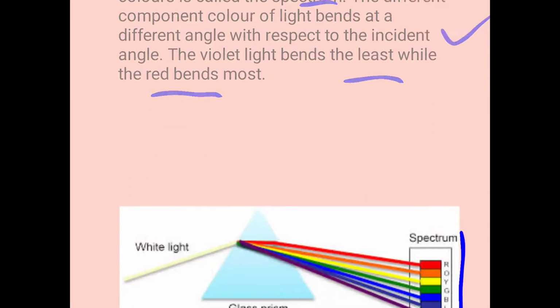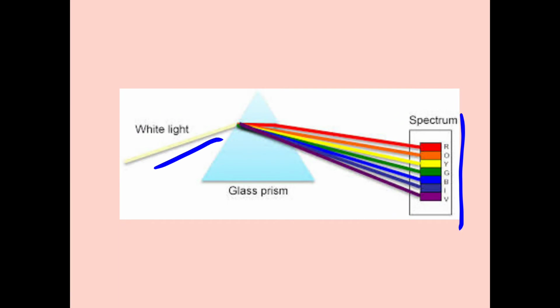Here we can see the white light is incident on one face of the glass prism, then it gets refracted through the glass prism and comes out like this, right, as emergent beams. So the red light is bending the most and the violet light bends the least. Okay, so why this is happening, we will discuss later. Till then, just think about this.